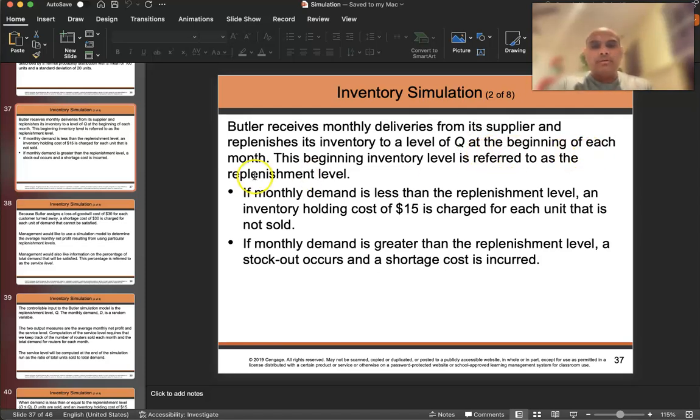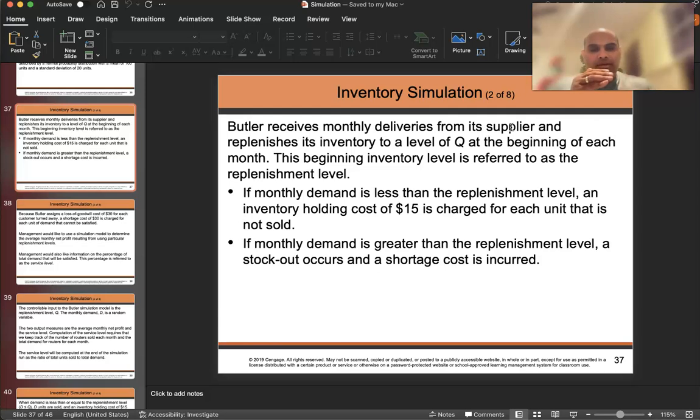At the beginning of each month, whatever your inventory level was before will be brought back up to Q. So you will always start with Q items in inventory. Now, if monthly demand is less than the replenishment level, you have an inventory holding cost of $15. If monthly demand is greater than the replenishment level, then you have a stock out, and a shortage cost is incurred. So basically, if Q is 100, you start with 100.